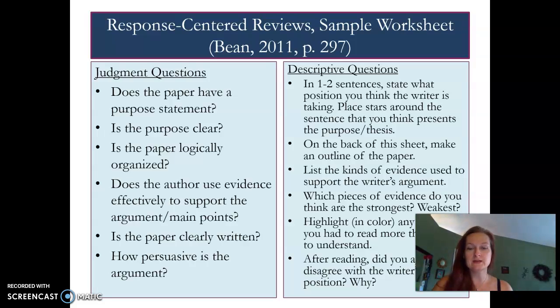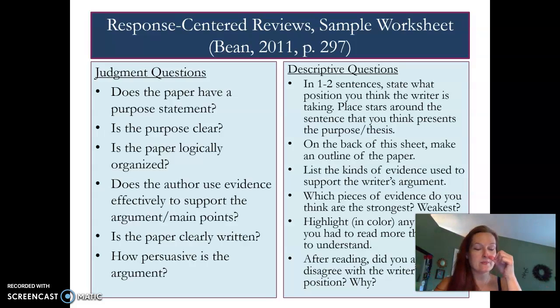Here's a sample worksheet, and this is from the Bean book, the Engaging Ideas book. So some judgment questions and some descriptive questions. So some judgment questions would be like, does the paper have a purpose statement? Is the purpose clear? Is the paper logically organized? Does the author use evidence effectively to support the argument and main points? Is the paper clearly written? How persuasive is the argument? You'll notice most of those are kind of yes-no questions that don't really encourage a lot of dialogue. It's just kind of like, does it have this? Is it clear? Etc.